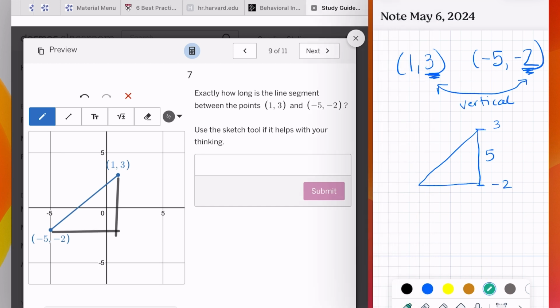But next, we'll talk about the other leg, the horizontal change. For the horizontal, we're going to focus on the x-coordinates, right? Because the x-coordinates are telling me my horizontal.